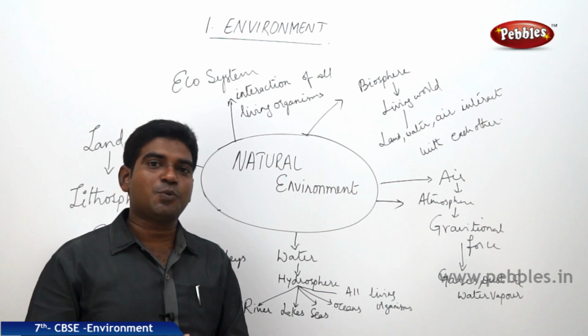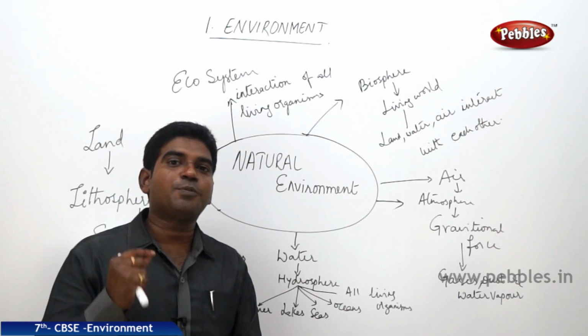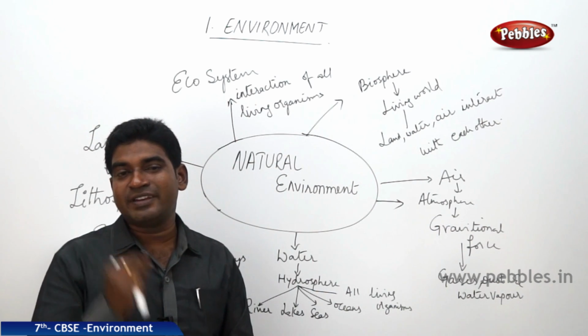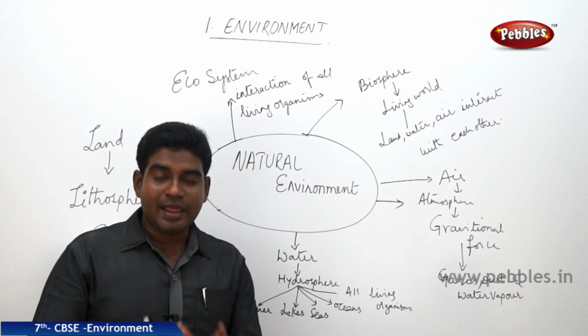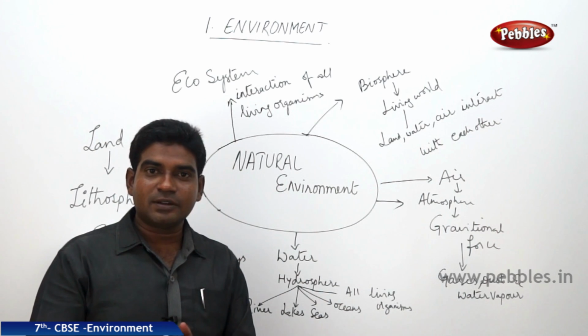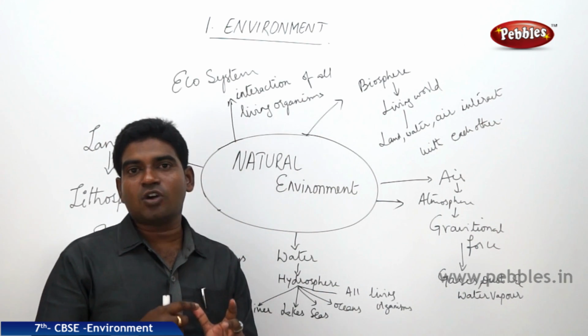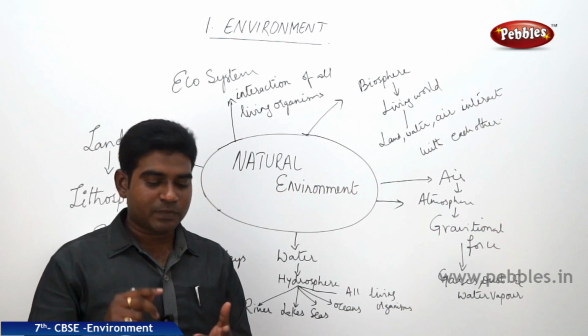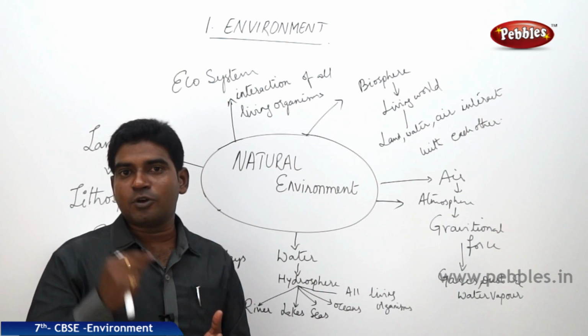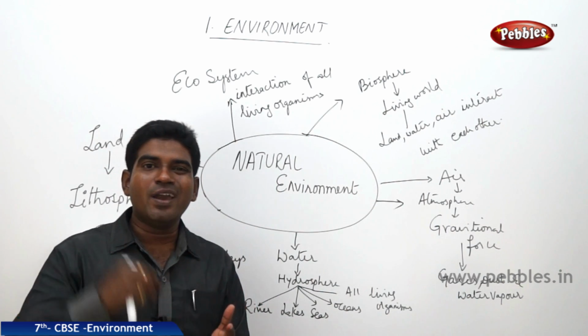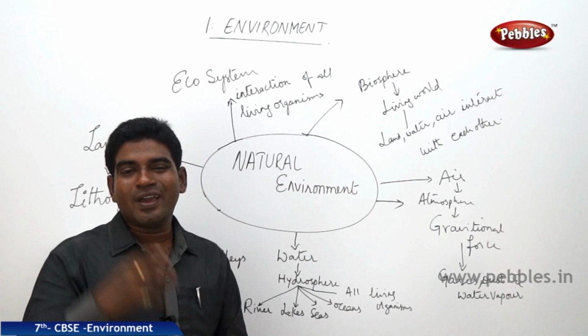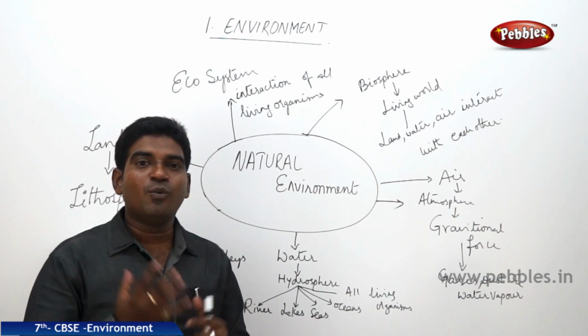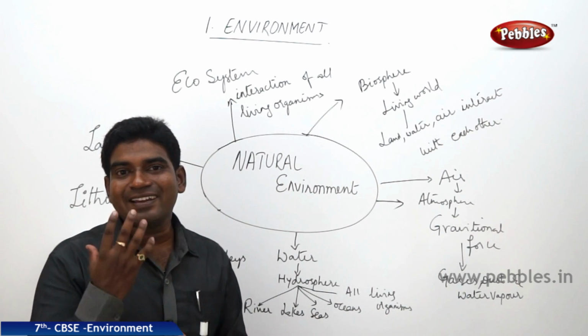Now coming to the last point, the most important realm of the earth, the division of the earth. Land is there, water is there, air is there. Land we are calling lithosphere, water we are calling hydrosphere, air we are calling atmosphere. But where is the human? Where are the plants? Where is the life? Where is the interaction happening?